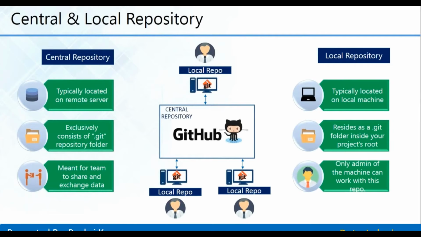See, every person has their own local repository, and once their task is completed, they can put it to a centralized repository, typically located on a remote server, which exclusively consists of .git repository folders. It is a single repository folder meant to share and exchange code. So the main purpose is sharing code. We can also use GitHub as a place where you can make your code public, and it can be shared by any other person.